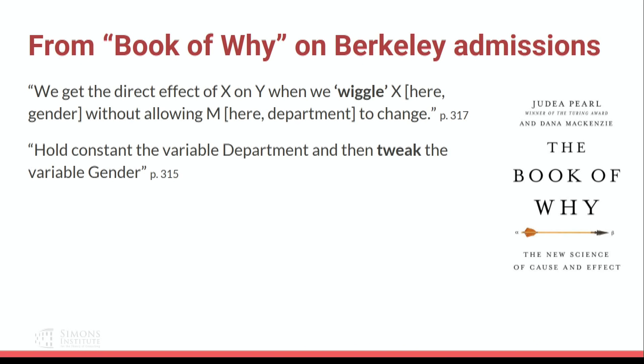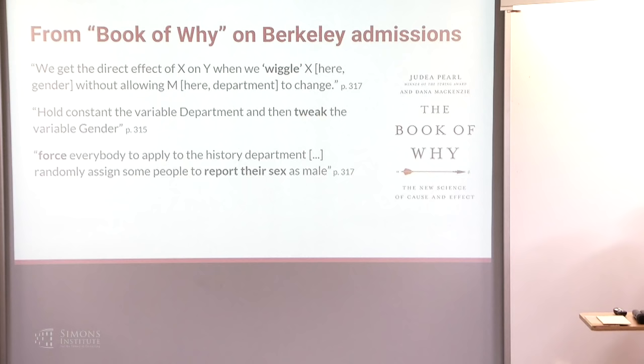But it shows you just how hard it is, even for somebody who's thought about this a lot, to articulate exactly what we mean by gender being a direct cause of something, right? And so he rephrases this a little bit a page later and says, we force everybody to apply to history and randomly assign some people to report their sex as male. So here we see a different interpretation, which is it's not so much what your gender is, but what you report. And that's reaffirmed on the next page when he says a woman would be admitted if she faked her sex to read as male, right?